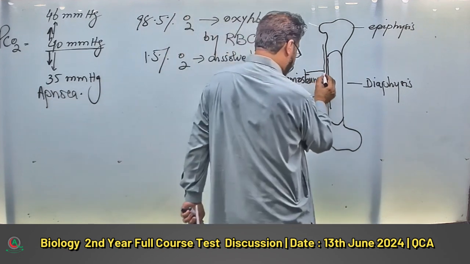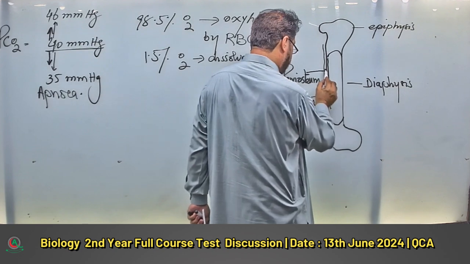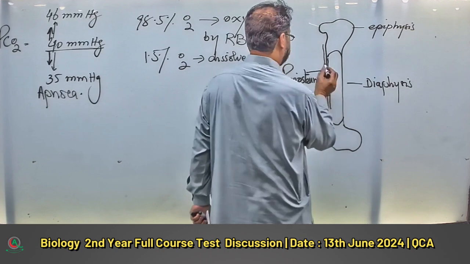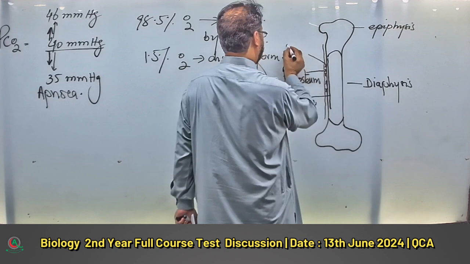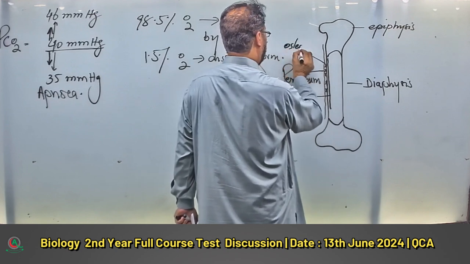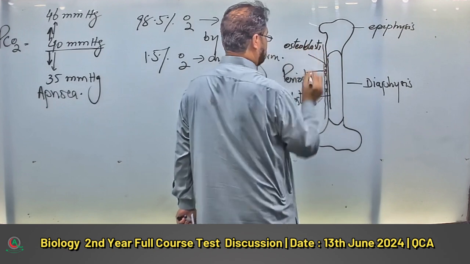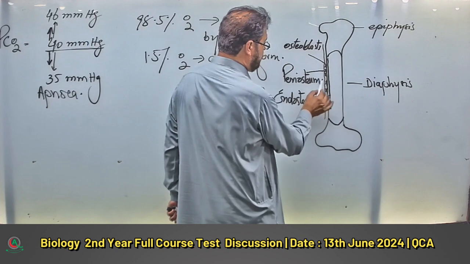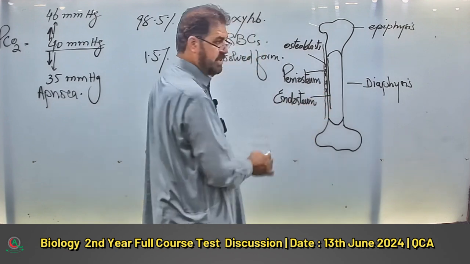Periosteum is important because below the periosteum there are bone forming cells as well as bone dissolving cells. Osteoblast. Osteoblasts are bone forming cells. So they are found below the periosteum as well as below the endosteum.